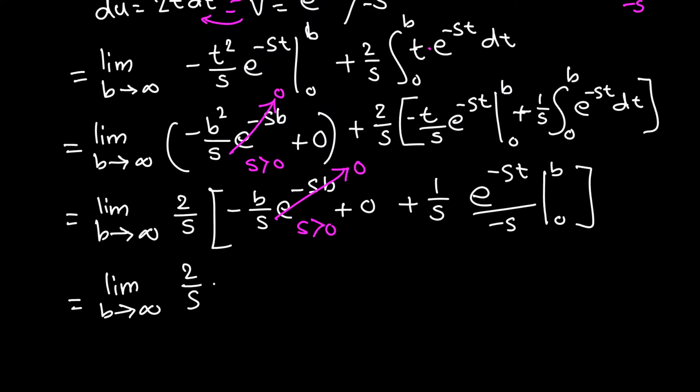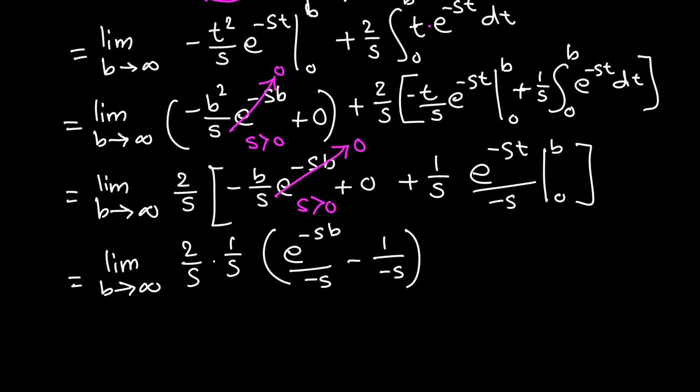Then we have now limit b going to infinity, 2 over s outside times 1 over s. Now we need to evaluate upper limit, lower limit, e to the negative sb over negative s. That's upper limit minus lower limit, plug in t equals 0, so e to the 0 is 1 over negative s. And like in the previous two steps, this goes to 0 when s is positive, so this is gone. So we are left with this. When b goes to infinity, this becomes e to the negative infinity, gone. So we don't have b anymore.